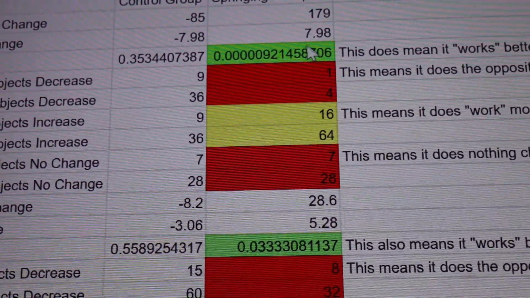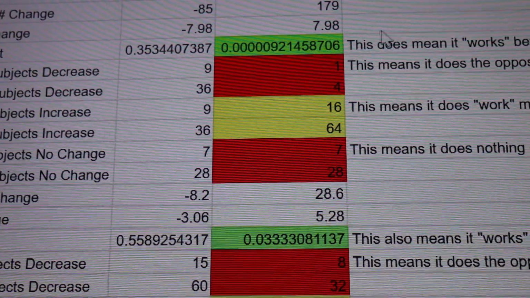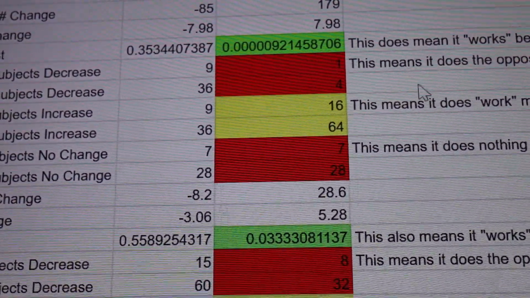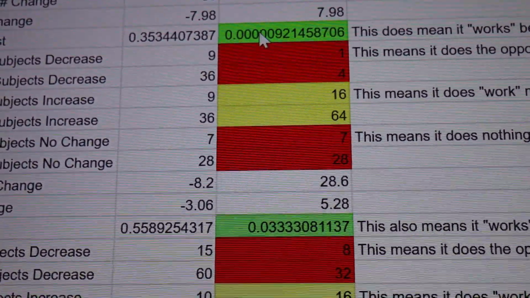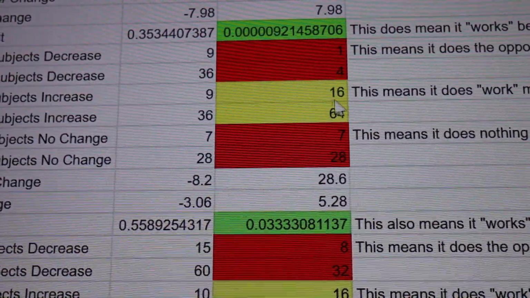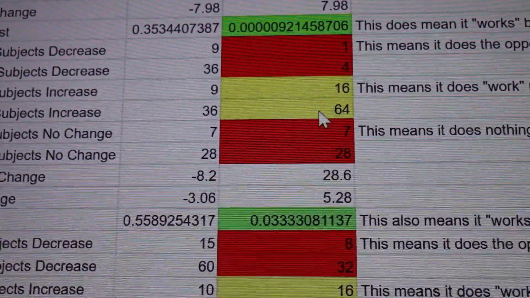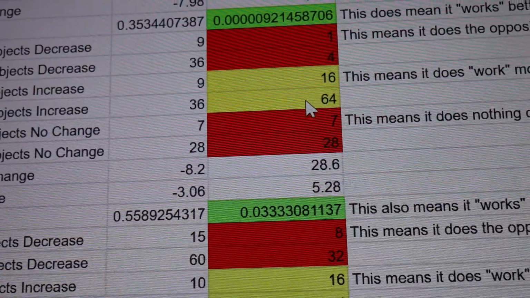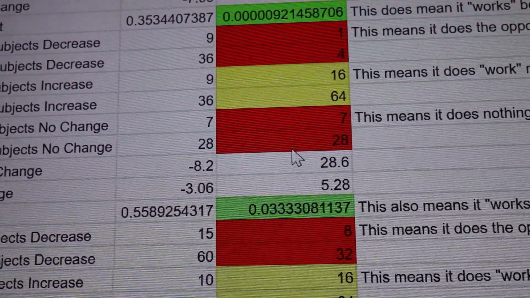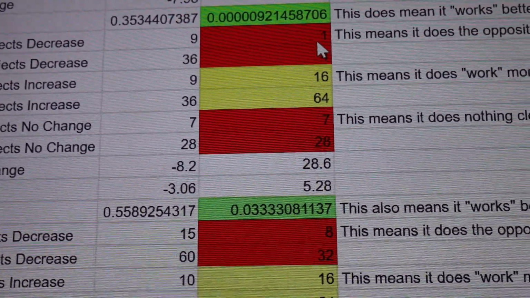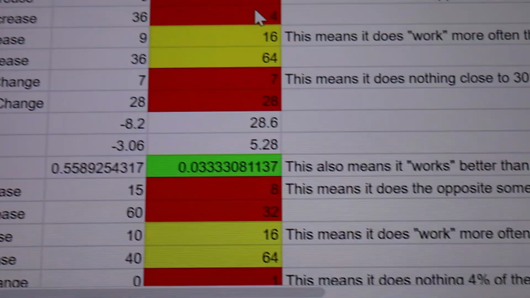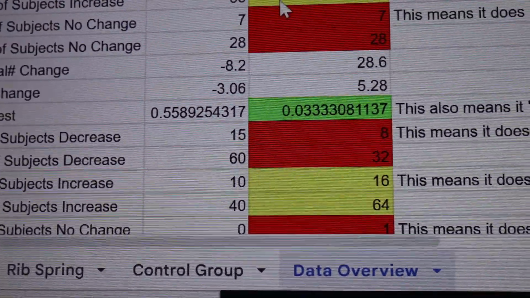Sure, it's statistically significant pre and post measurement, but because it's statistically significant pre and post, it doesn't necessarily mean that it does it as often as you would want. 64% of the time it goes the way you want. 20% of the time it does nothing, and 4% of the time it goes the wrong way. Right? So if we look at expiratory volume, we see something similar.